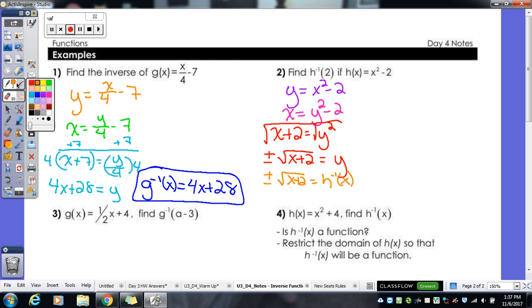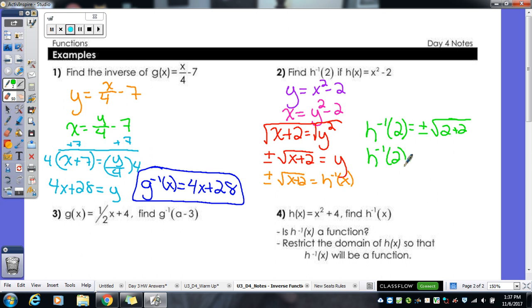So now that we have the inverse, we can go ahead and plug our 2 in for our x. So h to the negative 1 of 2 goes plus or minus the square root of 2 plus 2. Which, what is 2 plus 2? 4. And then the square root of 4? 2, so we get plus or minus 2.